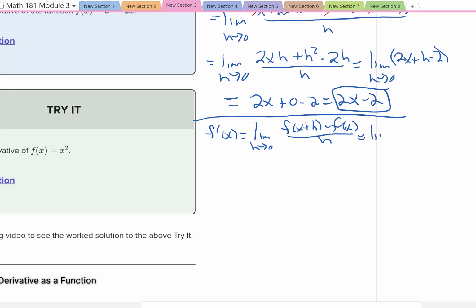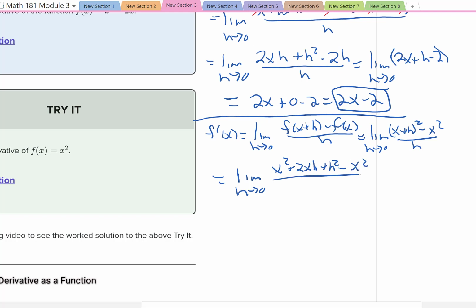That's going to be the limit as h goes to 0 of (x plus h) squared minus x squared all over h. So we have the limit as h goes to 0 of x squared plus 2xh plus h squared minus x squared all over h. And once again, those x squareds are going to go away. Everything left behind has an h in it.